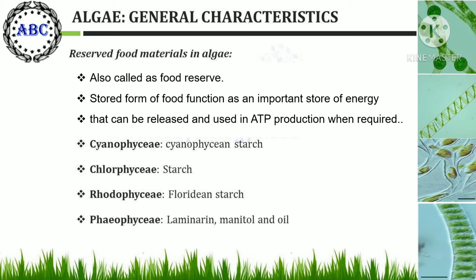In Cyanophyceae, cyanophycean starch. Chlorophyceae is the abundant group of algae. It shows starch as a reserve food material. Rhodophyceae members of algae form Floridian starch as a food reserve. In Phaeophyceae, laminarin, mannitol, and oil function as a food reserve.